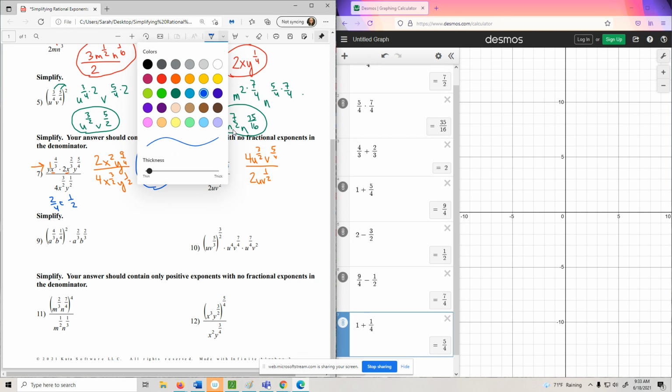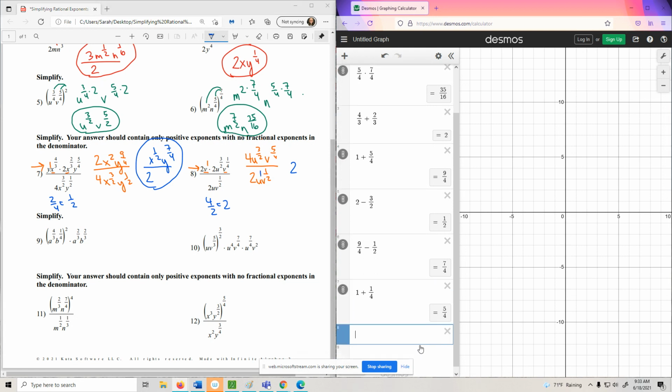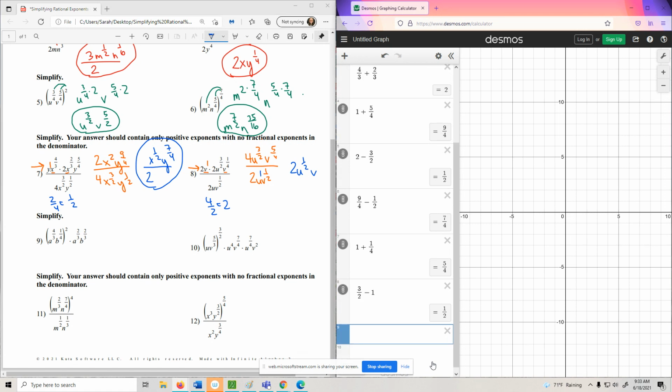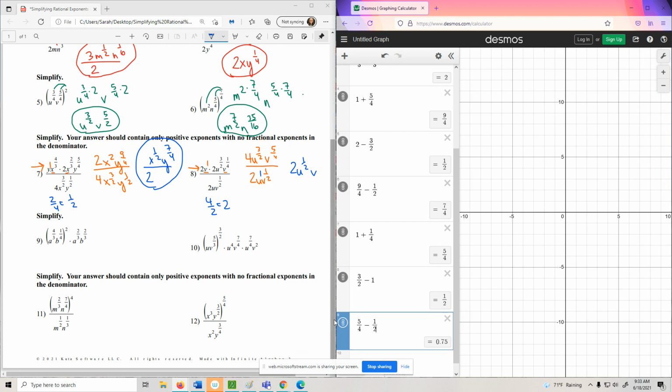Now let's use our quotient rule. For my coefficients, 4 divided by 2 is 2. For u's, top exponent minus bottom exponent, 3 over 2 minus 1 gives me 1/2. So I get 2u to the 1/2. For v's, top exponent minus bottom exponent, 5 over 4 minus 1 over 2 gives me 3 over 4. And that right there is my final answer for that problem.